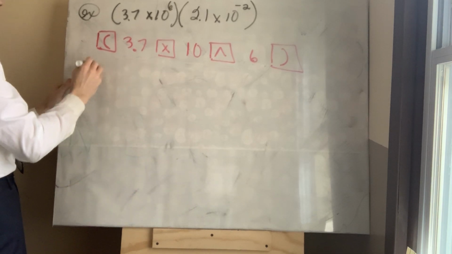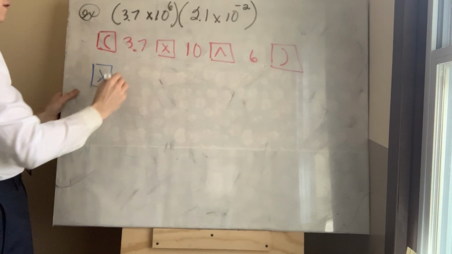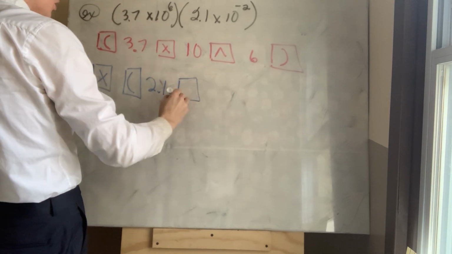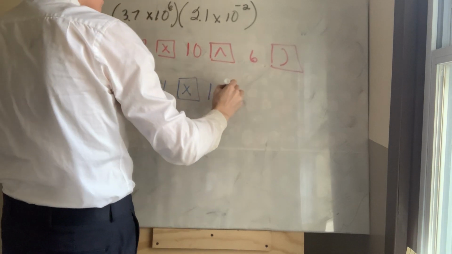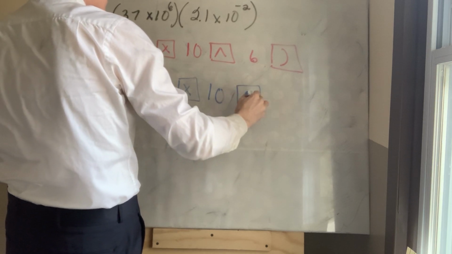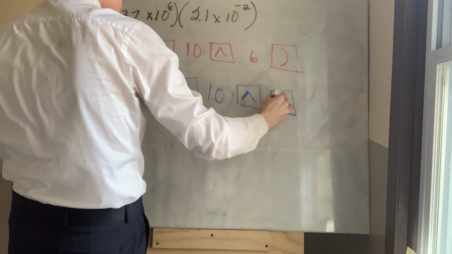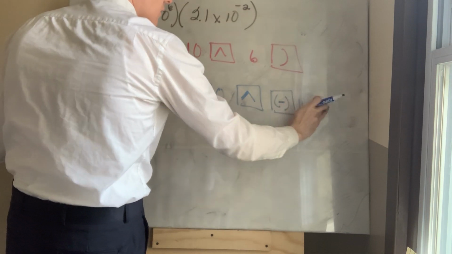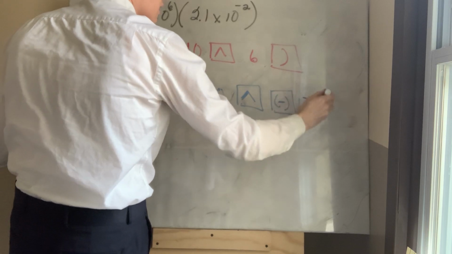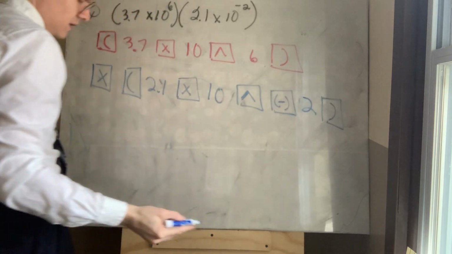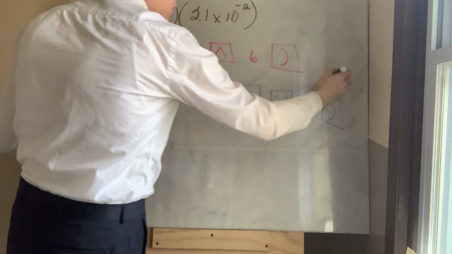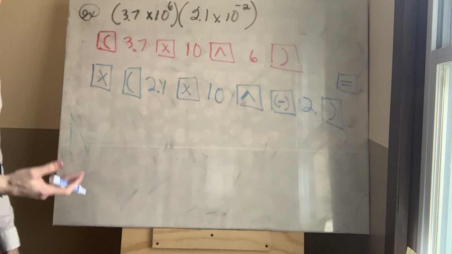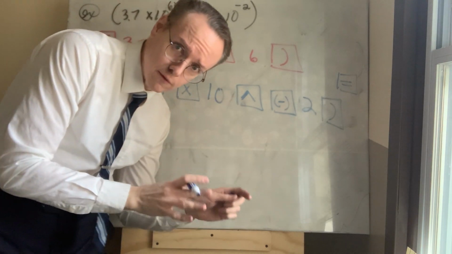Hit multiplication, then use this parentheses again, type 2.1, multiplication x, 10, the caret symbol, then the button that is designating this a negative, and then 2, and then close the parentheses, and then hit equals. And it will spit out the answer. Now, it'll probably spit out the answer in standard form.